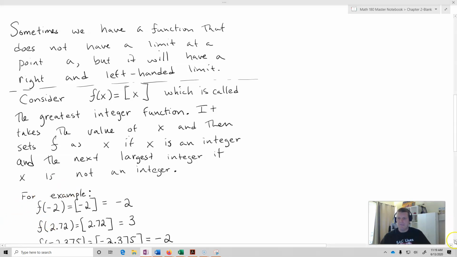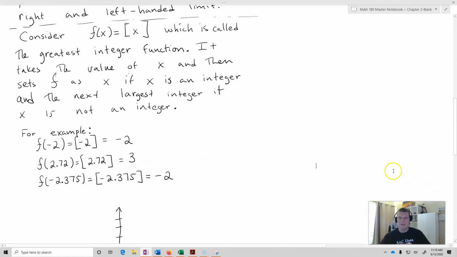Let's consider the function f of x equals, and it's got this box around x, which is called the greatest integer function. It takes the value of x and sets f as x if x is an integer, and the next largest integer if x is not an integer. So, for example, f of negative 2 is just negative 2 because negative 2 is an integer. f of 2.72 is going to be 3 because that's the next greatest integer. Hence the greatest integer function.